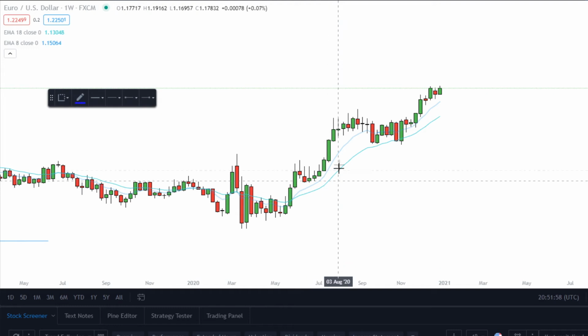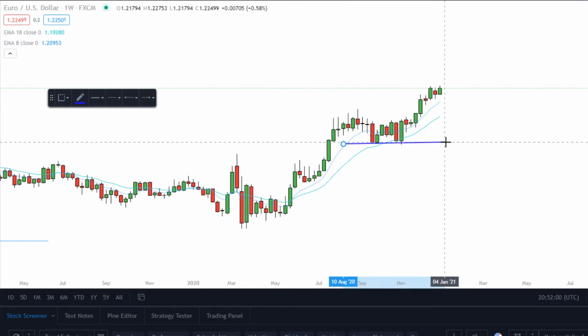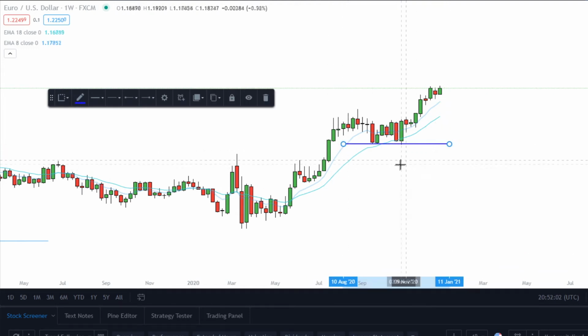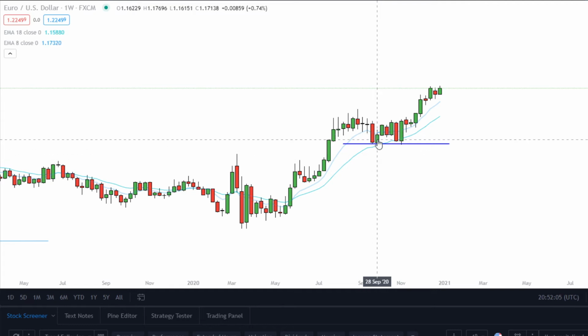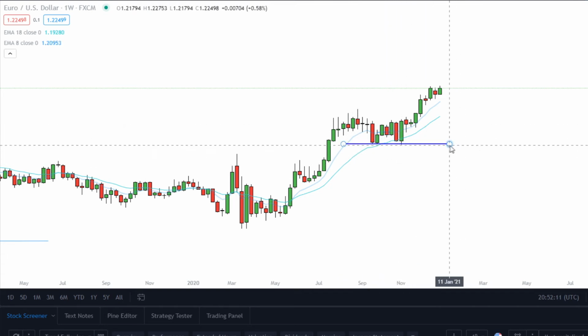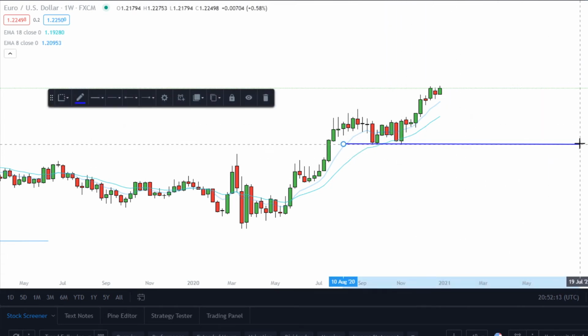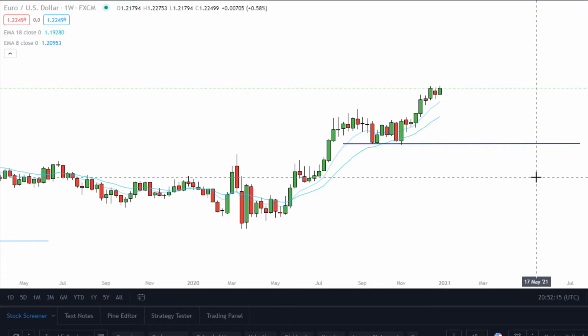So for example, here we can see that we have got a weekly support. And we know for what, 1, 2, 3, 4, 5, 6, 7 weeks, price has not been able to break this area. So we can draw this along and use this as a support for the future, because the weekly chart is telling us that price cannot break this area, therefore it is stronger.